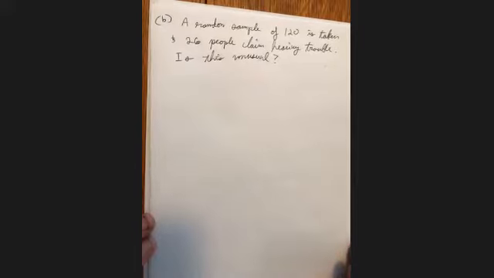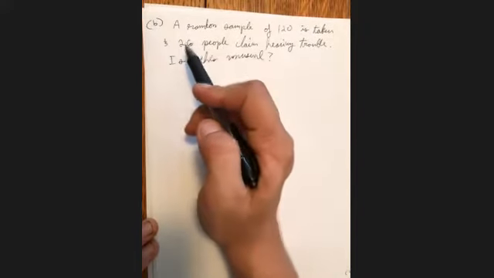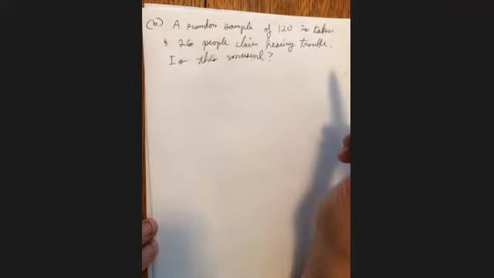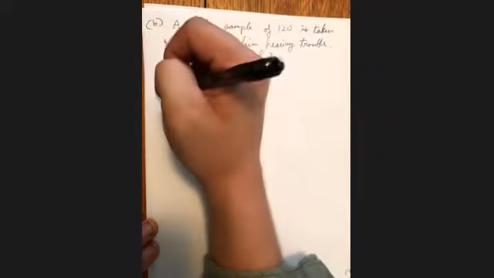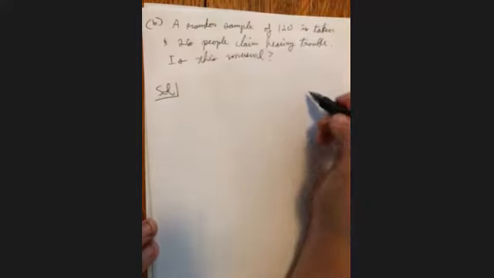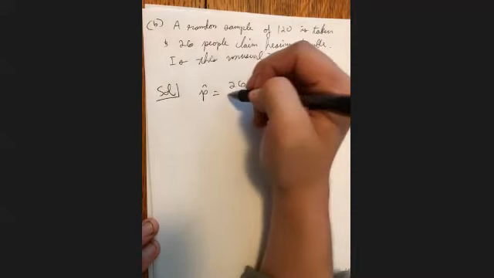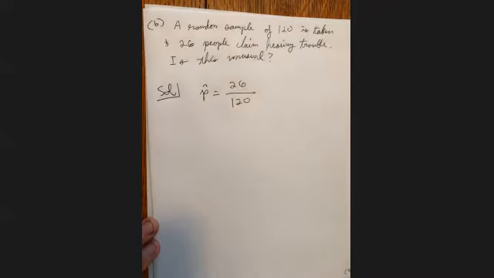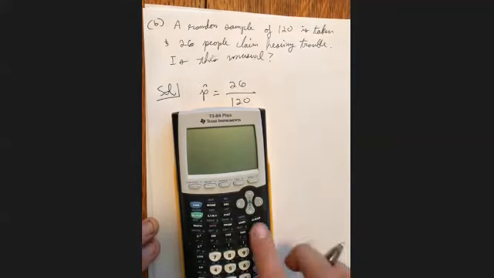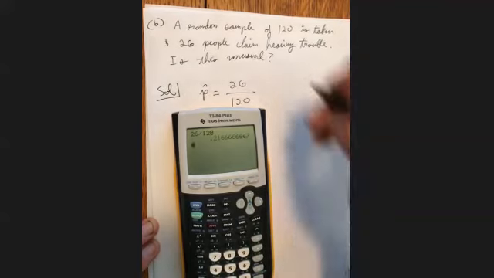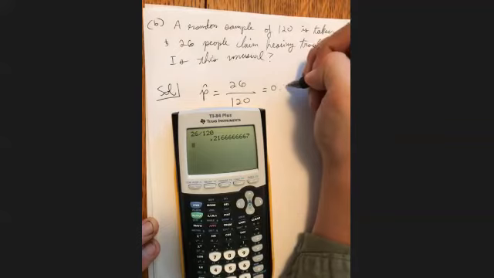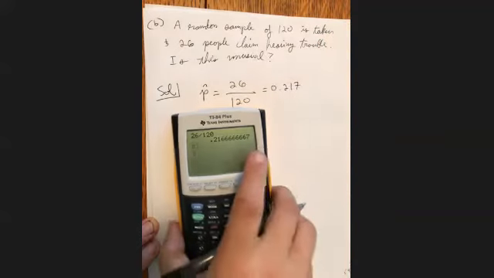Okay, so in order to assess that, we need to see what the likelihood is of getting a sample with this many people in it who claim hearing trouble. So first thing we want to do is find out p hat. So p hat for this case is 26 out of 120. So what sample proportion is that? We know that the global proportion is 0.15. The sample proportion for this particular sample is 0.217.